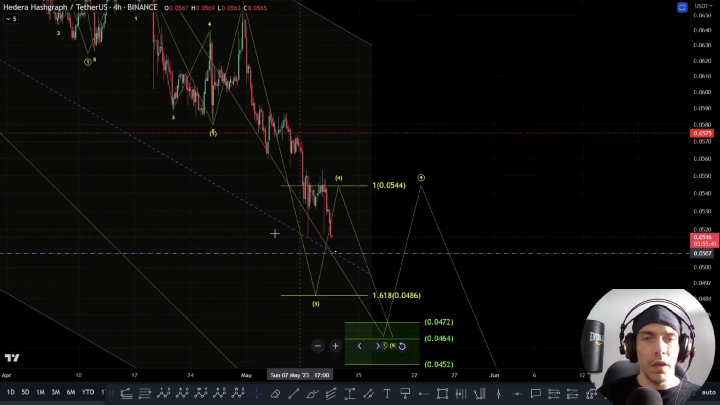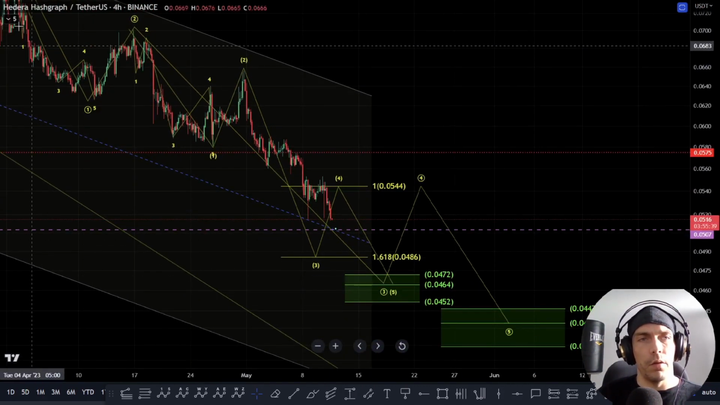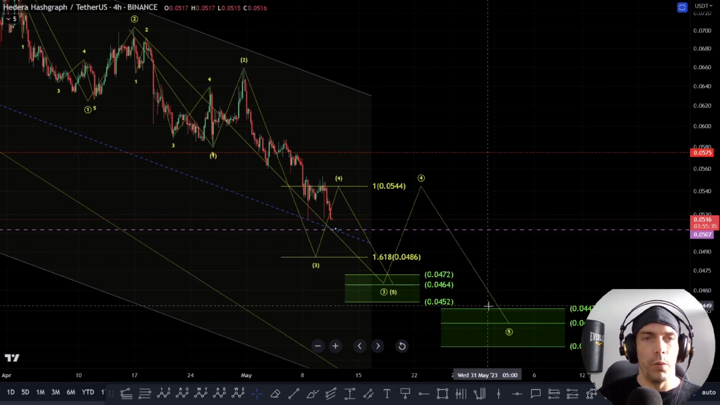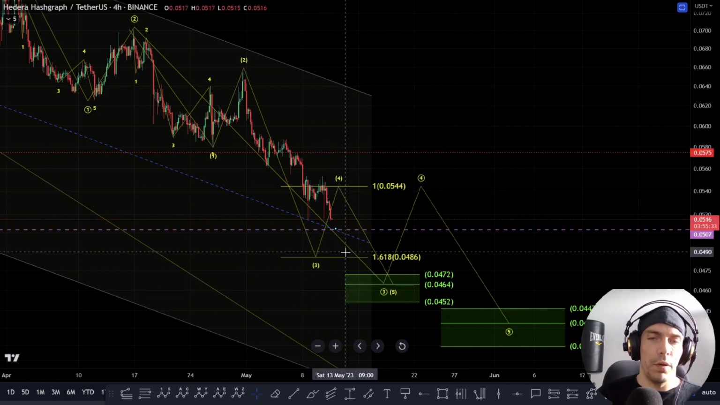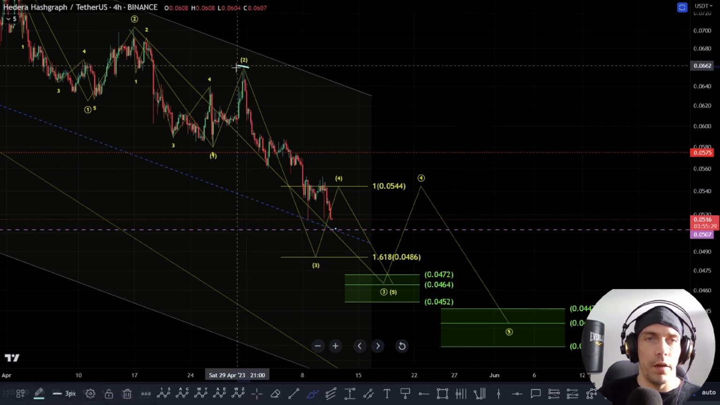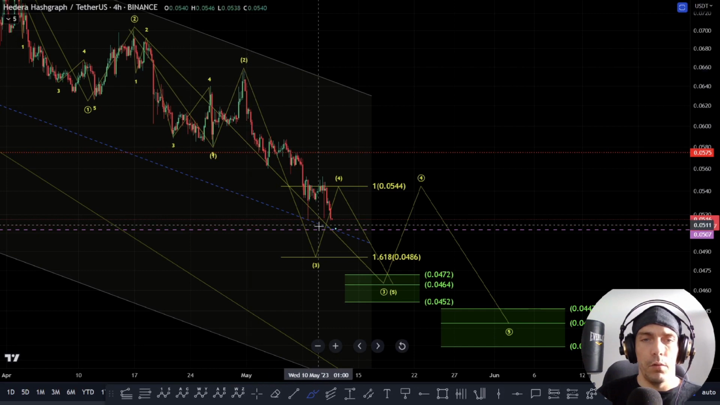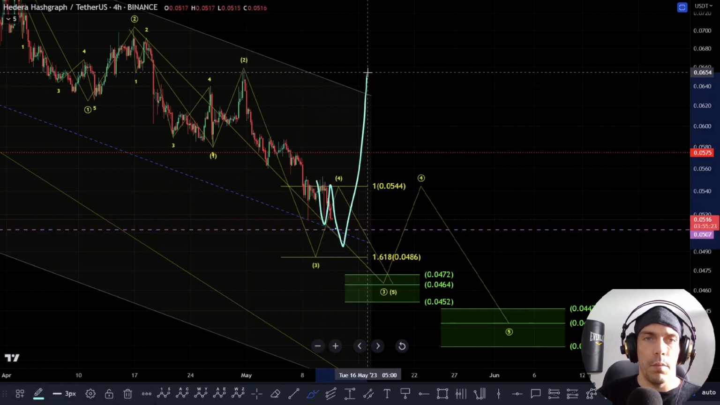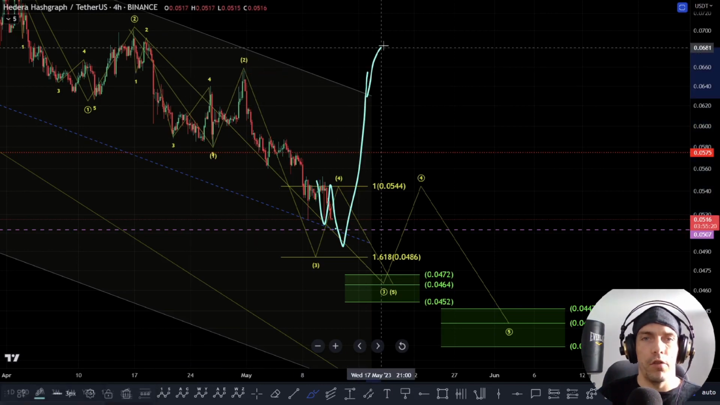So if this is a diagonal, then we won't get this additional 4th and a 5th and an additional 4th and a 5th. This will just look to complete and then reverse and take out this high. This is why taking out this high up here is key. If we do complete this as a 3-wave move down, then we come back up and we take this high, break out of this channel.